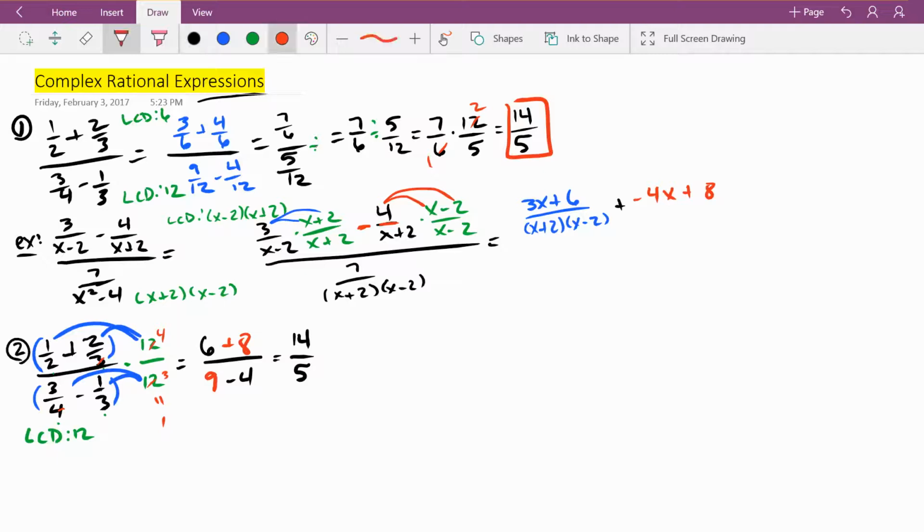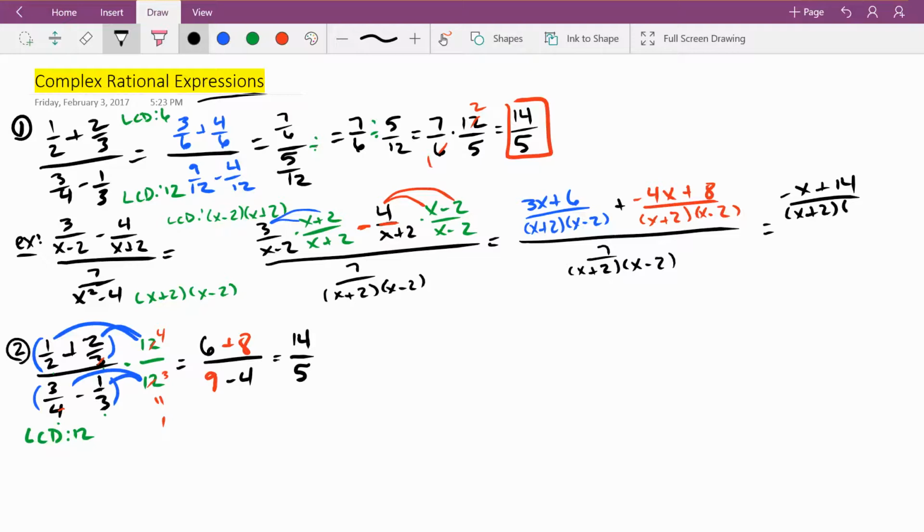Anyways, over that LCD, all over this stuff still. Combining like terms in this numerator, we have a common denominator, so 3x minus 4x is negative x. 6 plus 8, so plus 14, over x plus 2, x minus 2, over 7 over x plus 2, x minus 2.